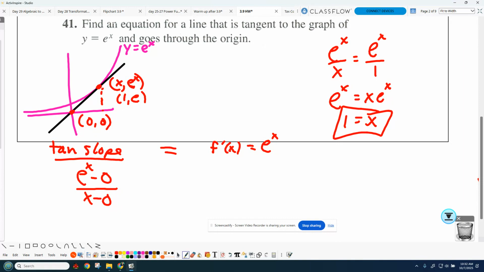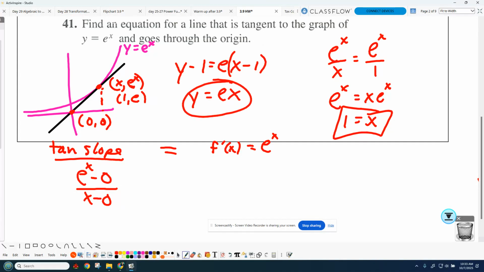So the tangent line, the equation, y minus the y value equals slope times, technically, x minus the x value. So, x is the answer. Crazy tricky.